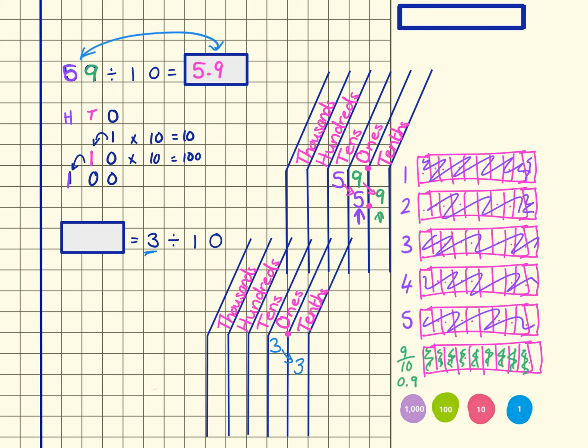Now, we can't just leave it like this, .3. We would have to put a placeholder in the ones column to show that it's 0 ones and then 3 tenths. So the missing number we would write here would be 0.3. And again, I don't know if you can spot a pattern here between these numbers and what happens when the numbers are divided by 10.